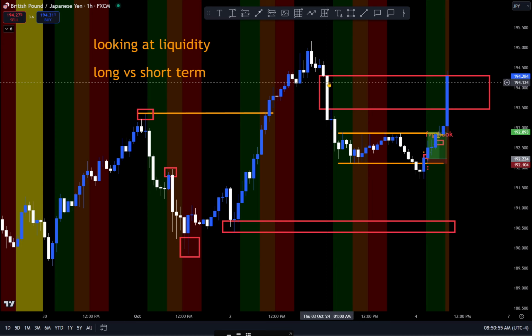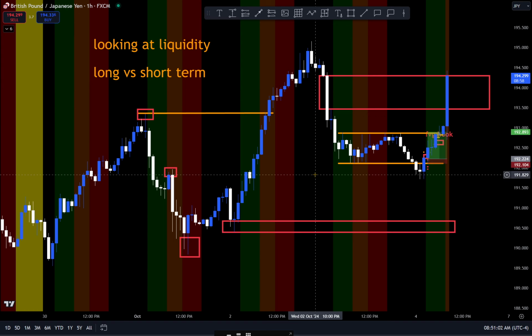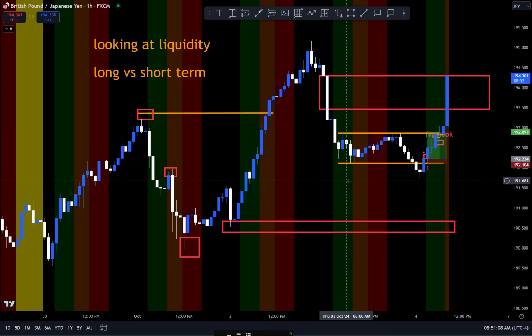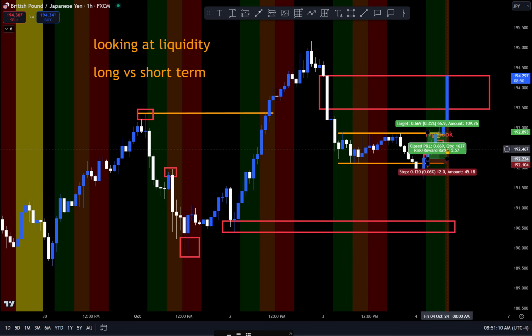But it doesn't mean that just because we had a 1 hour fair value gap there, this big, it's automatically going to just go down and down and down and never continue back upward. You see what I mean?